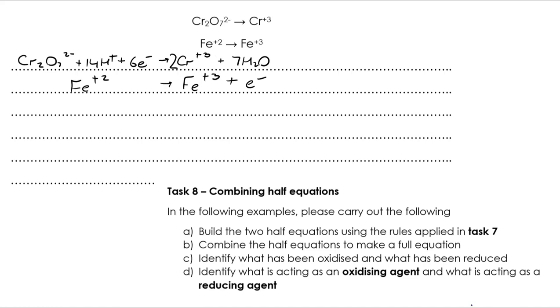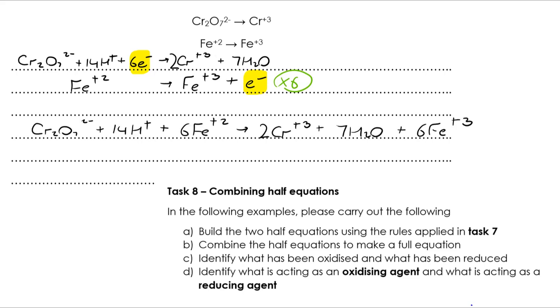Now in this case, I've got 6 electrons in the top half equation and only 1 in the bottom one. So I need to multiply the bottom one by 6, and I multiply everything in there by 6. At that point, I combine everything from the left-hand side of both equations, everything from the right-hand side of both equations, and we end up with this.